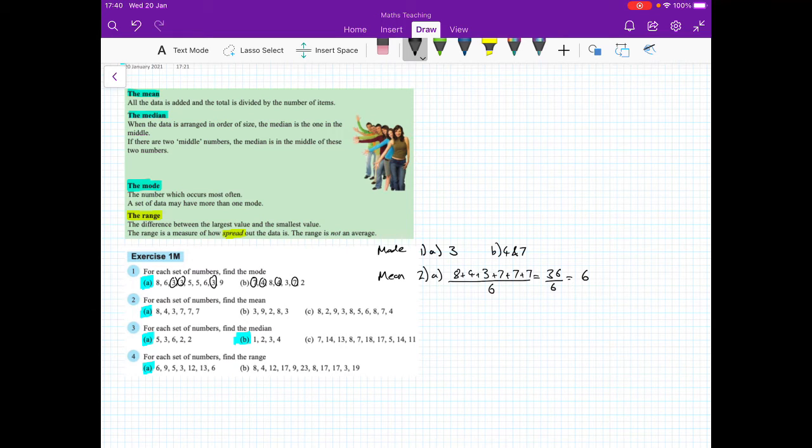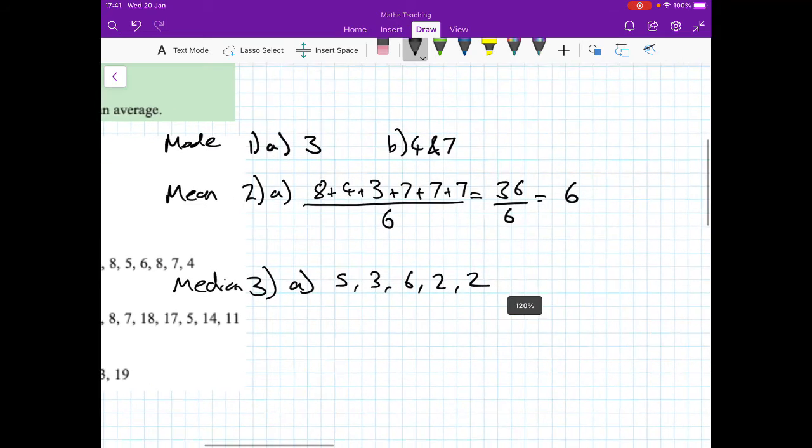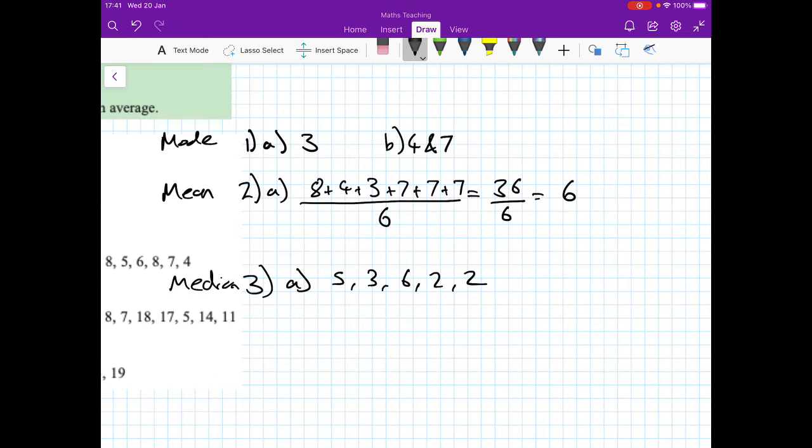Question 3 is going to get us to look at the median. So for each set of numbers, find the median, that is the middle number, when, and this is really important, the data is arranged in order of size. So for 3A, we start with 5, 3, 6, 2, 2, and we put it in order of size first. So 2, 2, 3, 5, 6.